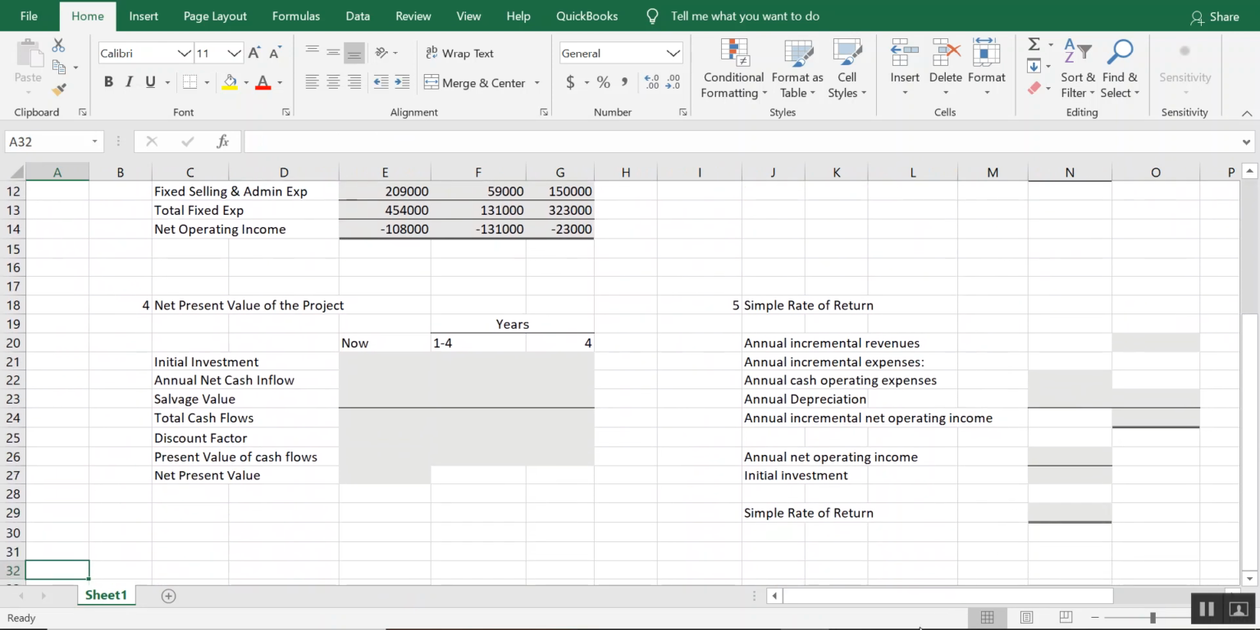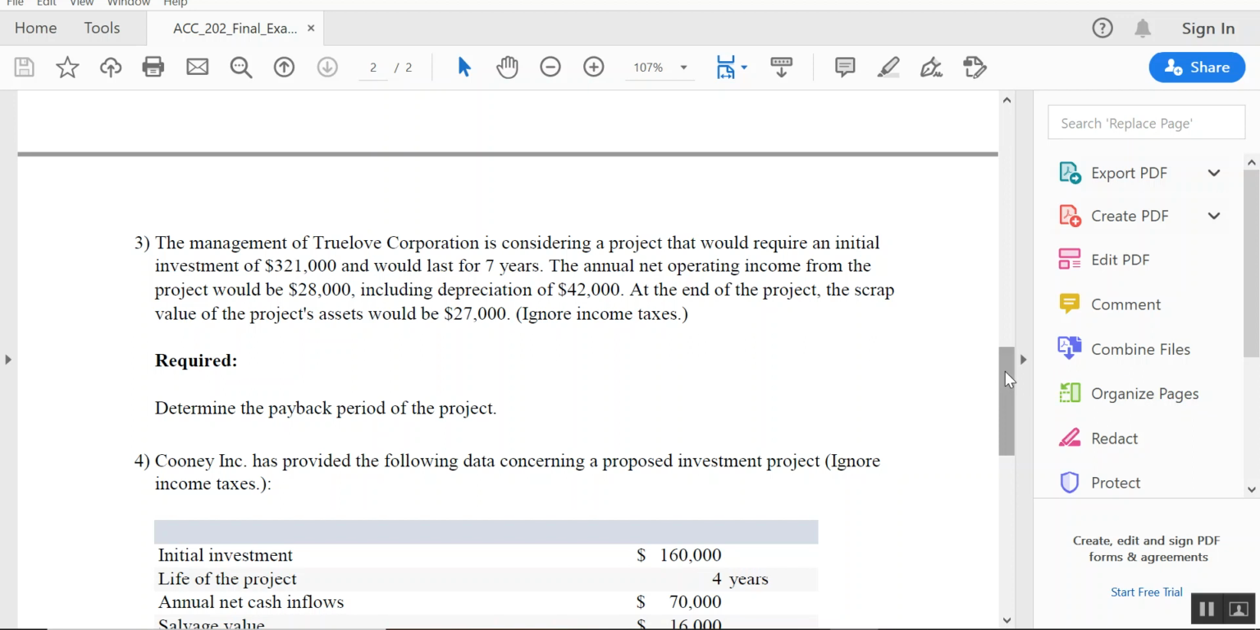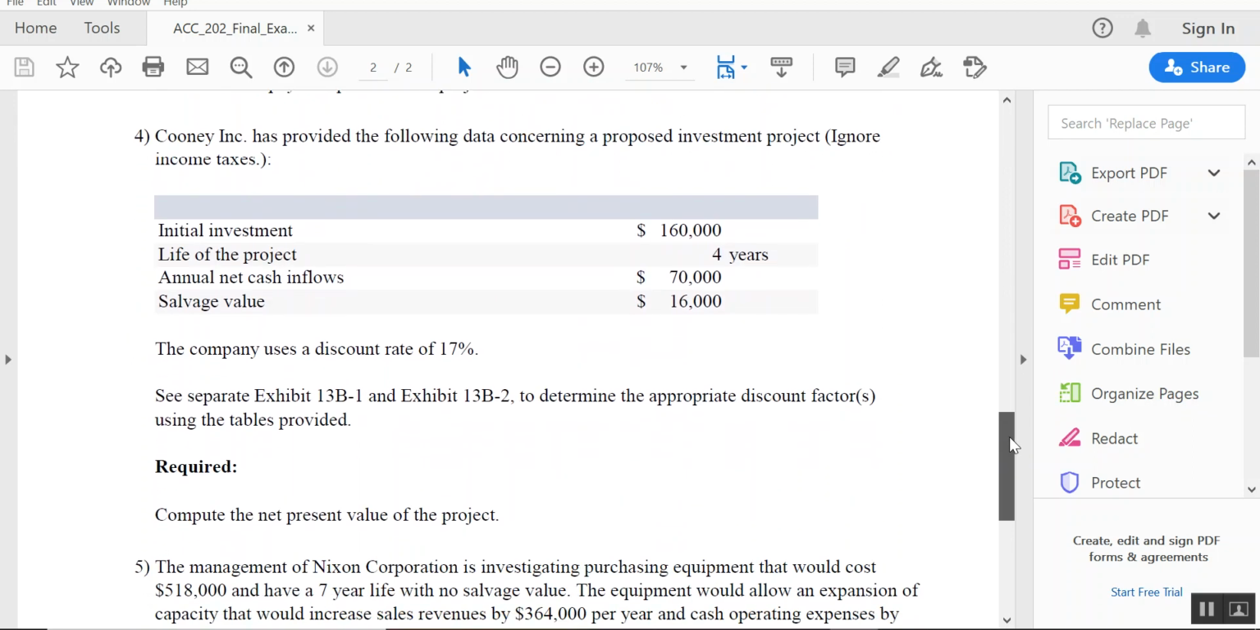Okay, for number 4, we're going to look at a net present value problem. This one says that Cooney Inc. has provided the following data concerning a proposed investment project, ignore income taxes, and they have an initial investment of $160,000. The project will be 4 years long. The annual net cash inflows will be $70,000 a year, and the salvage value will be $16,000 at the end of the period. The company uses a discount rate of 17%, and what they want us to do is to compute the net present value of the project.